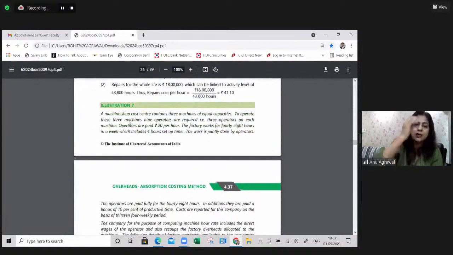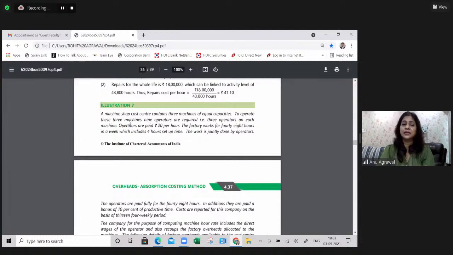Yeah. A machine shop cost center contains 3 machines of equal capacities. To operate these 3 machines, 9 operators are required. That is 3 operators on each machine. Operators are paid 20 rupees per hour. The factory works for 48 hours in a week, which includes 4 hours of setup time.